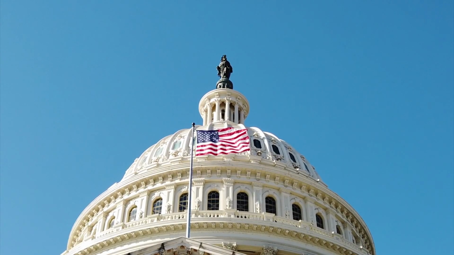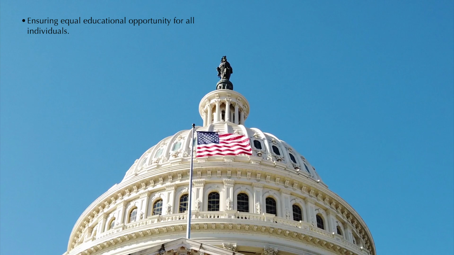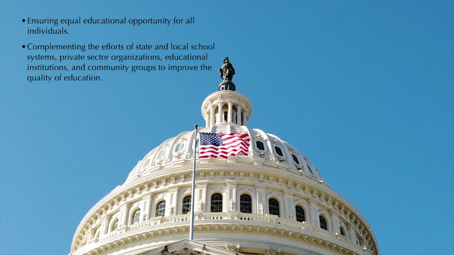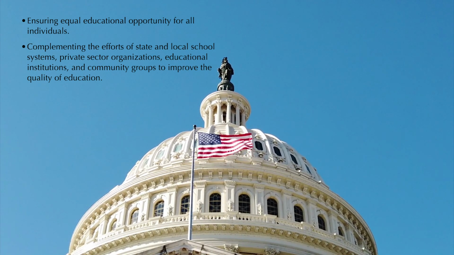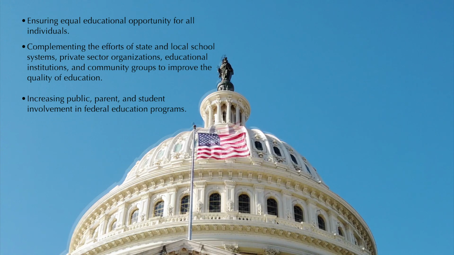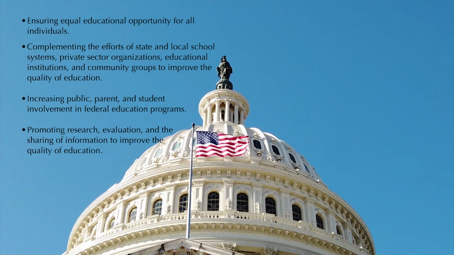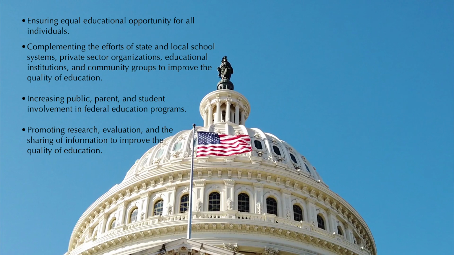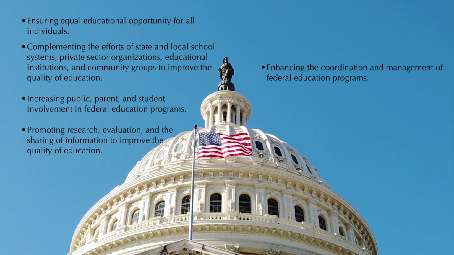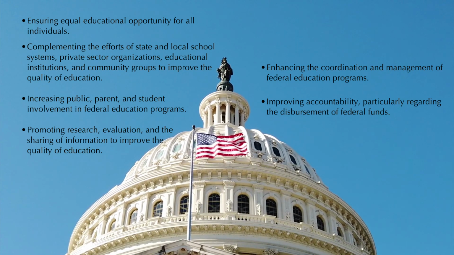When Congress established the department in 1979, its purposes included ensuring equal educational opportunity for all individuals, complementing the efforts of state and local school systems, private sector organizations, educational institutions, and community groups to improve the quality of education, increasing public, parent, and student involvement in federal education programs, promoting research, evaluation, and the sharing of information to improve the quality of education, enhancing the coordination and management of federal education programs, improving accountability, particularly regarding the disbursement of federal funds.